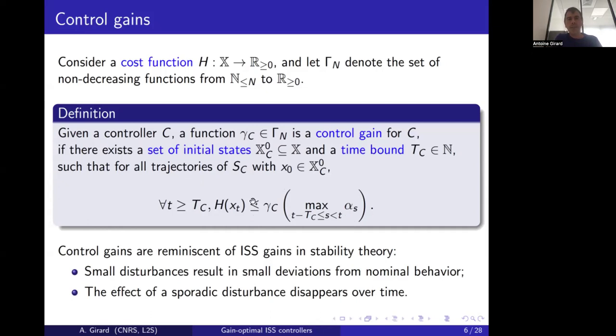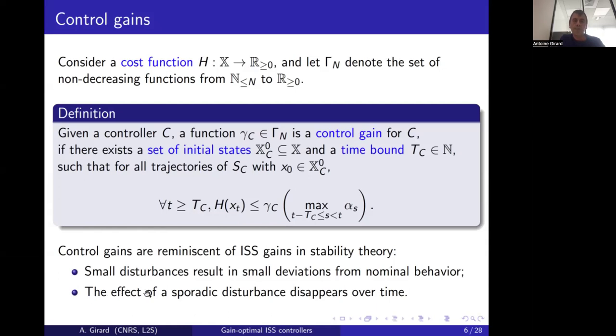Right. So if you look at this definition, for people working with ISS, I guess this looks very familiar to most of you. And the control gains are reminiscent of ISS-gain stability theory, and they allow to show two things. First, that if you have small disturbance, then you have small deviations in the nominal behavior, right? You can relate the cost to the amplitude of the disturbance, and higher disturbances will result in higher costs.